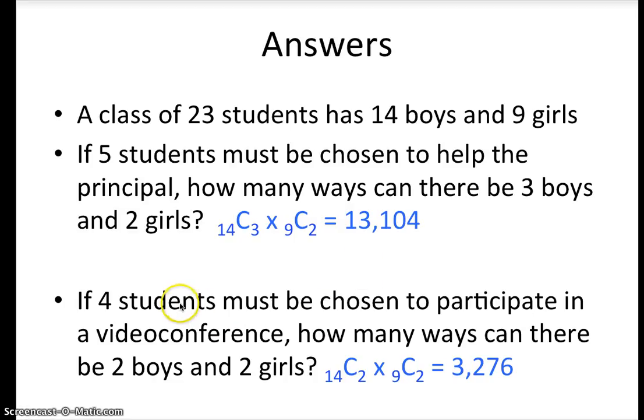Now, if you want 4 students with 2 boys and 2 girls, the math looks very similar. 14 choose 2 gets you your 2 boys, and 9C2 gets you your 2 girls. Multiply those two together, and you get 3,276. So those are 3 examples with the new topics for today, and that should be enough to get you going on the problems you've been assigned.